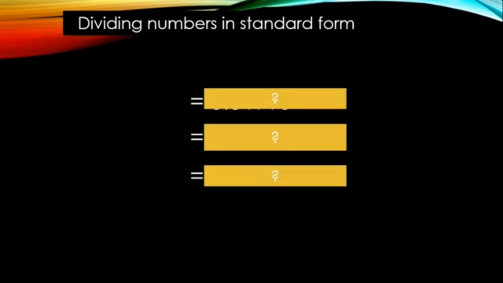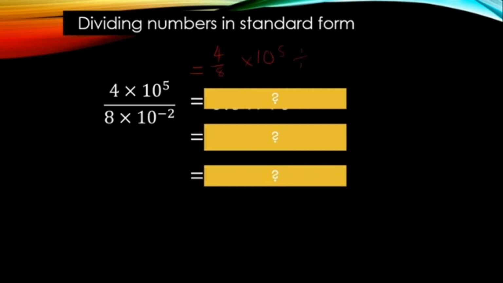Let's move on. Dividing numbers again in standard form is also easy. You just need to do the reverse of what you were doing in multiplication. For example, here it's 4 times 10 to the power 5 divided by 8 times 10 to the power minus 2. This can be rewritten as 4 divided by 8 times 10 to the power 5 divided by 10 to the power minus 2. When we have done this, it becomes very easy.